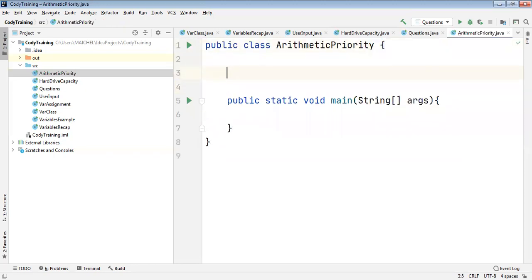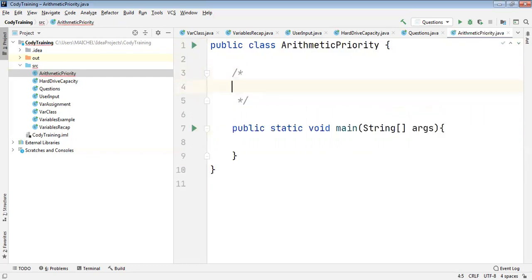Okay. So let's remember our arithmetic operators in here. Arithmetic operators are plus, minus, multiplication, division, and modulus, or the remainder. Okay.